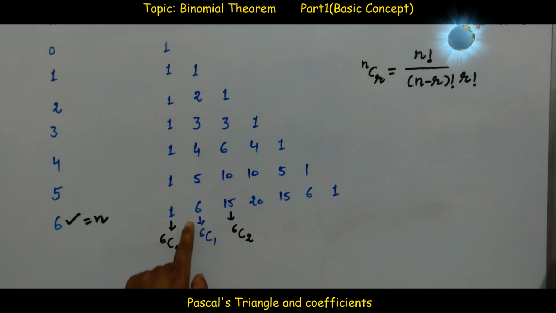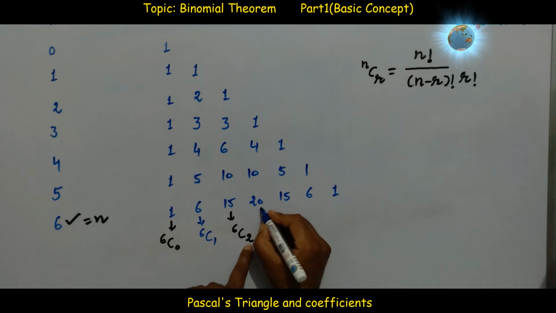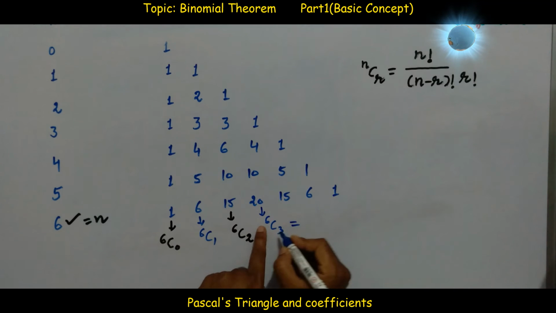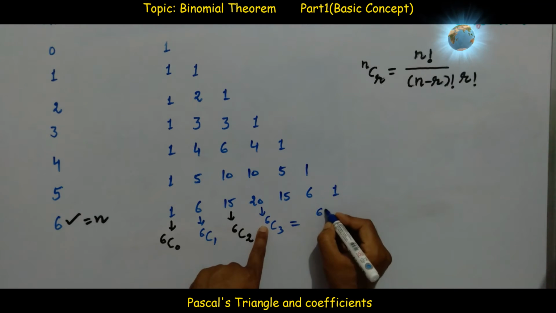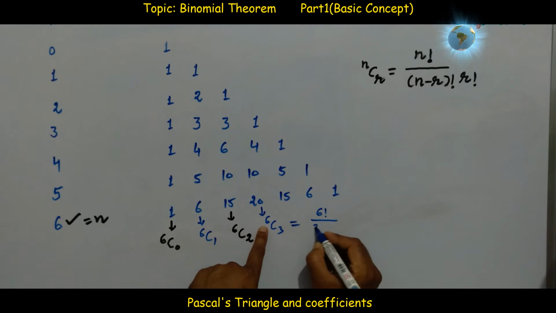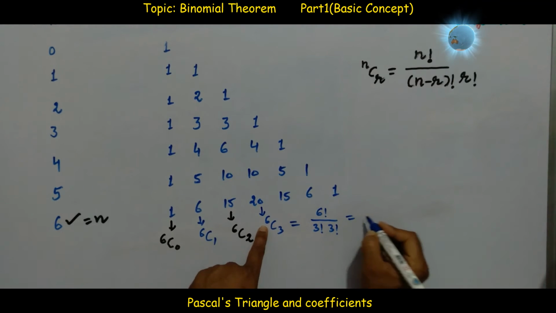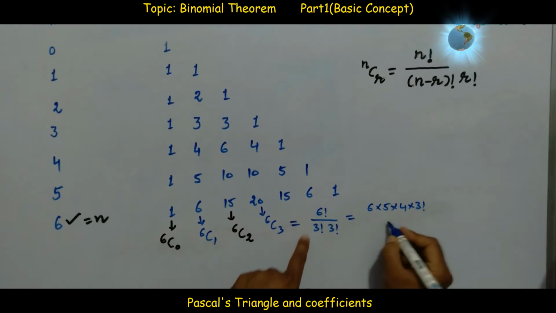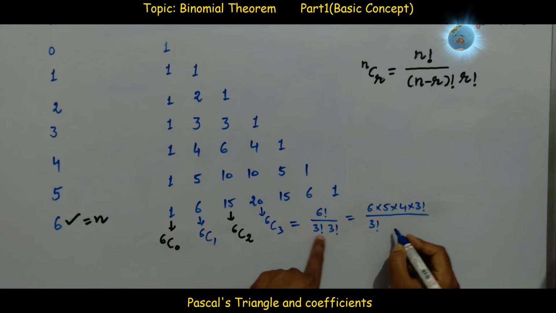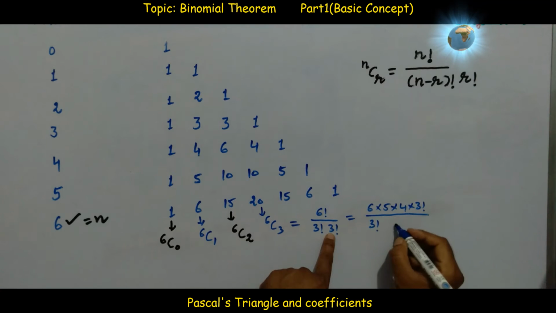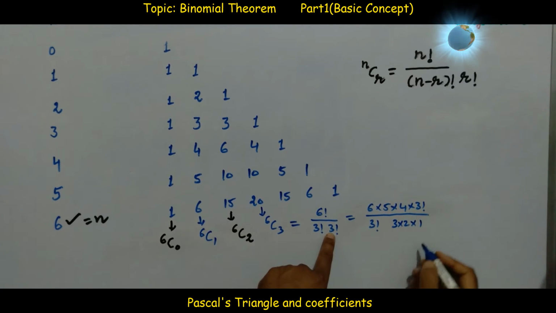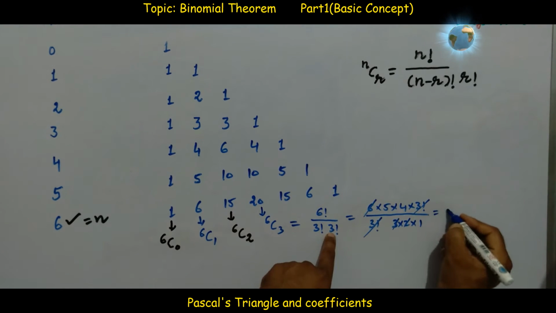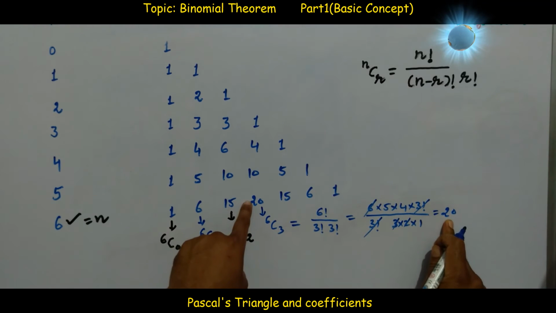We can name this 15 as 6c2. 6c0, 6c1, 6c2. Now this should be 6c3. Now let us see whether the result is 20 or not. 6 factorial divided by 6 minus 3, which is 3 factorial, into 3 factorial. What is the result? 6 into 5 into 4 into 3 factorial. Now this denominator 3 factorial will be cancelled. This 3 factorial means 3 into 2 into 1. 3 factorial cancelled. 3 into 2 is 6, cancelled. 5 into 4 is 20. So what we see? 20 is the result.